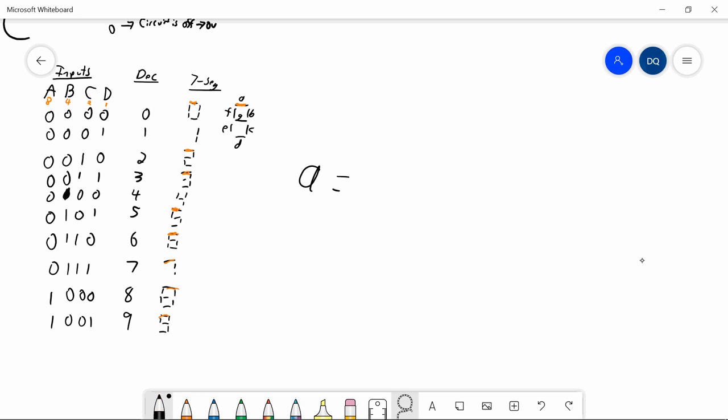Okay, so when do we have a 0? We have a 0 if we have... Now, remember, these are your Boolean algebra operations. If that is A, then a line over it means not A.